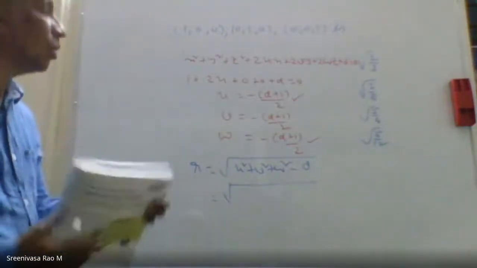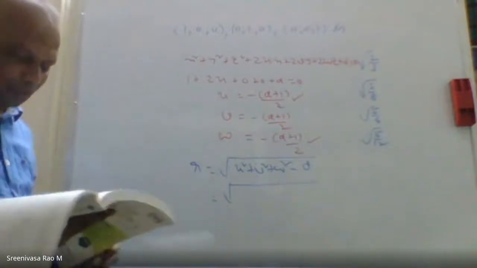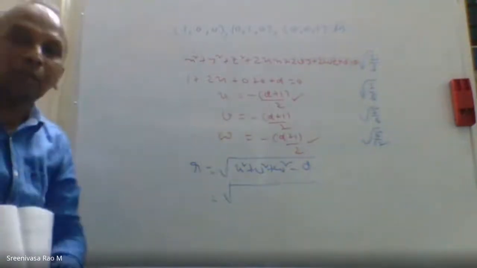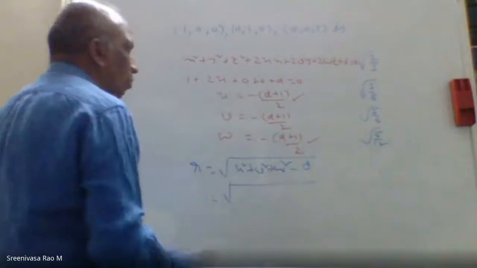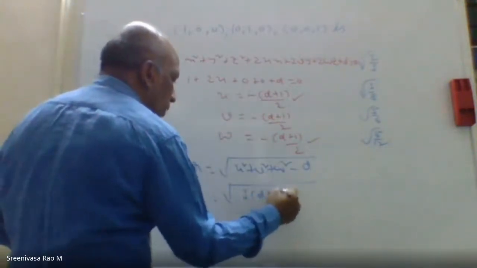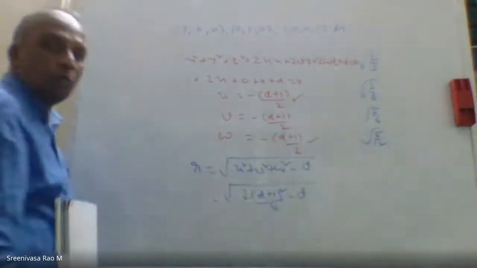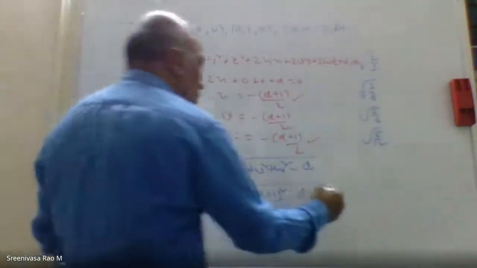You substitute the values. You can square it all and add it. All three are the same, right? If you add them, all three are equal. This will become 3 into (d plus 1) whole square by 4 minus d. Why? Because all three are the same, and you are squaring them. So we can think about this one.